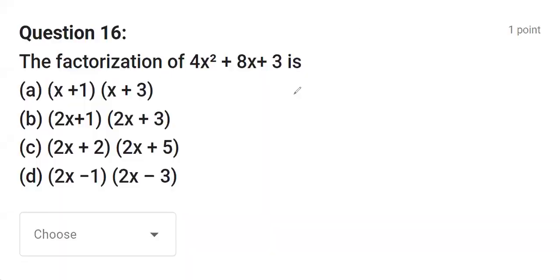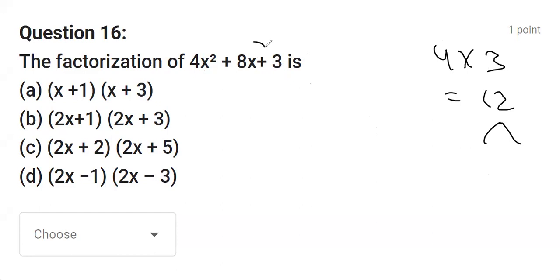This is question number 16, where we have to factorize this expression or this polynomial. You can clearly see that there is only one perfect square. This is not a perfect square, so it cannot be factorized by identity. In that case, we do middle term splitting, where we multiply the coefficient of x squared, which is 4, with the constant term, that is 3, and it comes out to be 12.